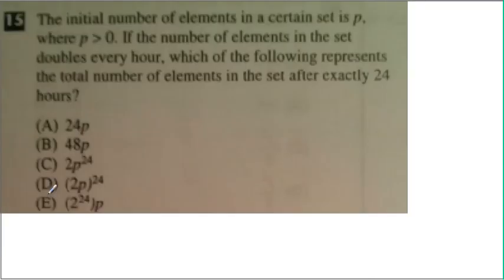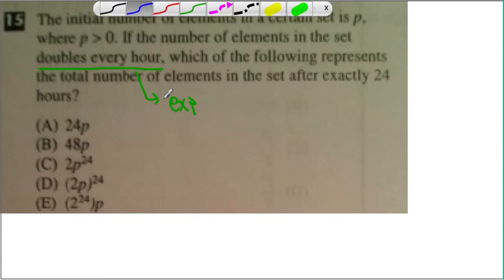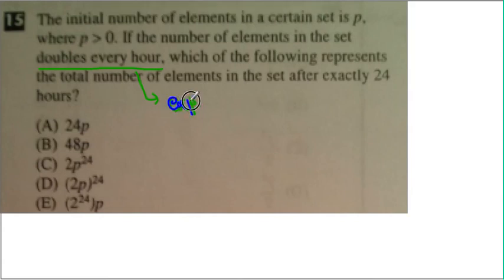Number 15. The initial number of elements in a certain set is P, where P is greater than 0. If the number of the elements in the set doubles every hour, so whatever it was doubles every hour. Now, doubling every hour implies an exponential function. If you like the concept of exponential functions, please use them here. You can do that, or let's continue. Which of the following represents the total number of elements in the set after exactly 24 hours?